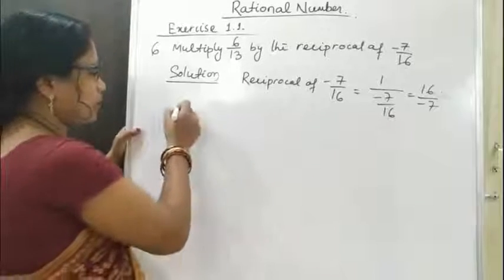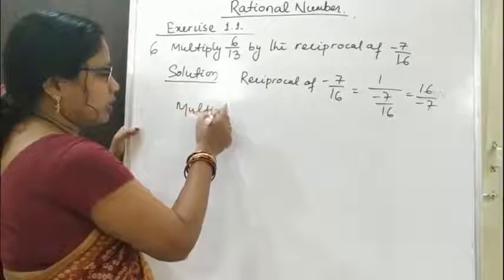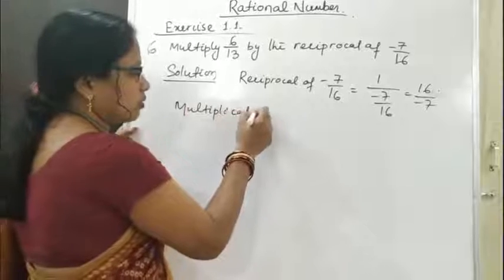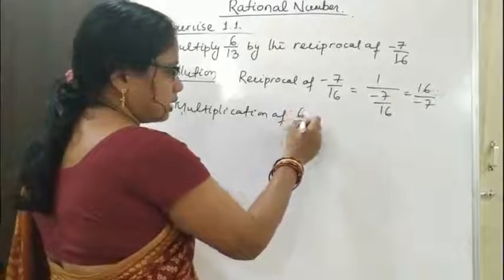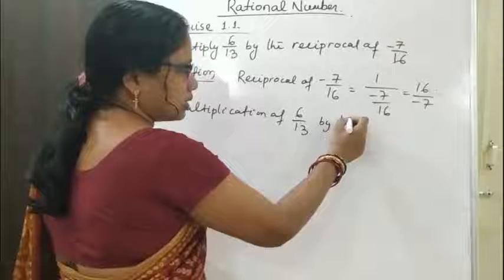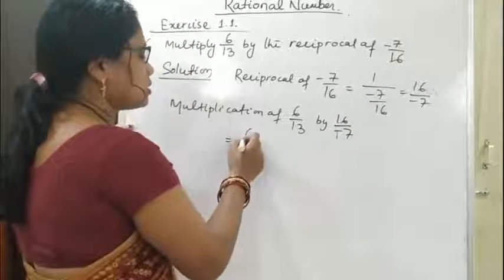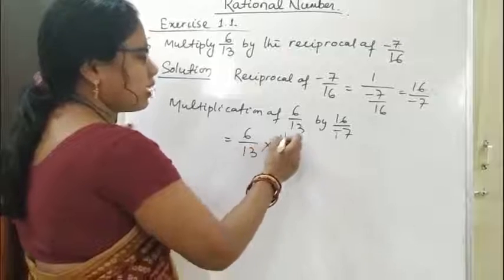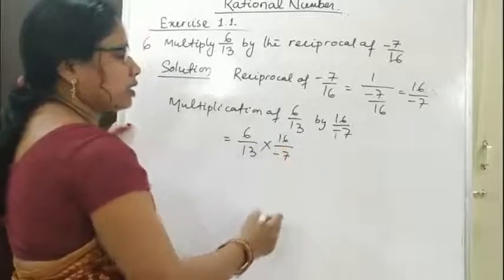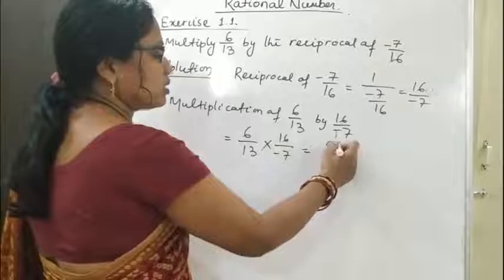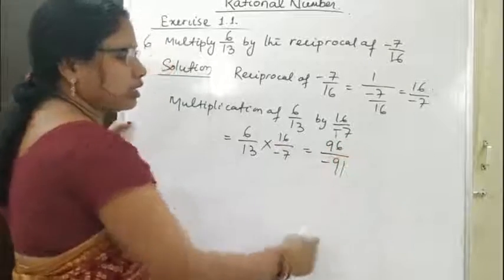Then we multiply. Multiplication of 6 by 13 by 16 by minus 7. So this is equal to 6 by 13 multiplied with 16 by minus 7. So this is 96 by minus 91.